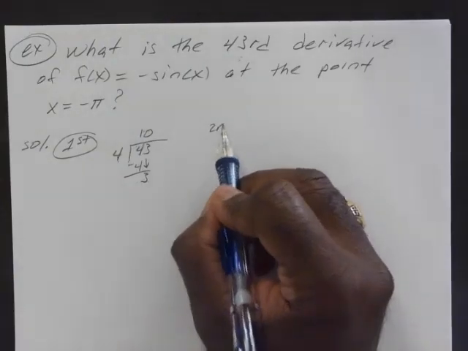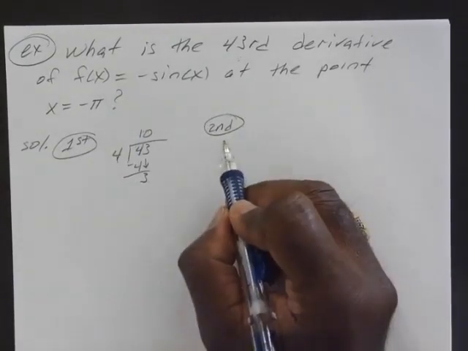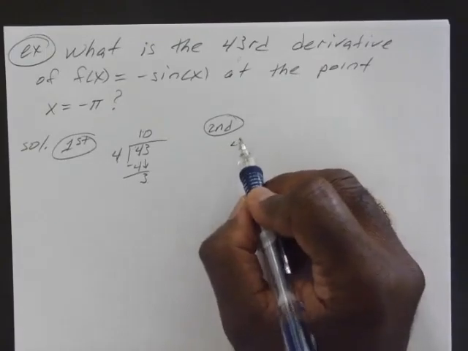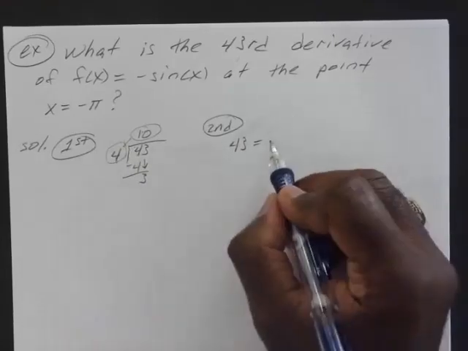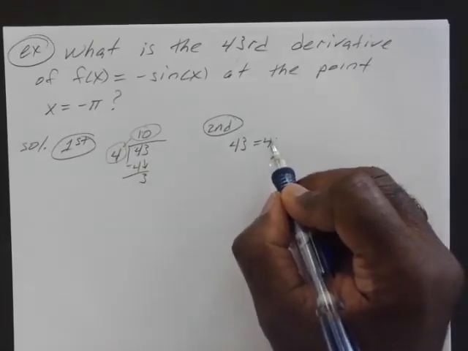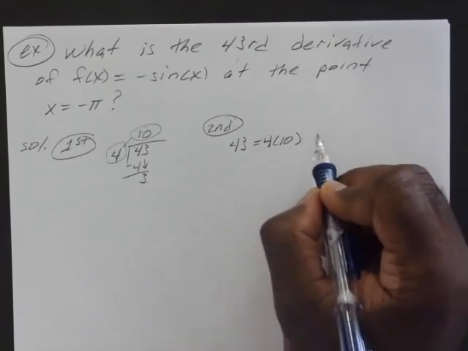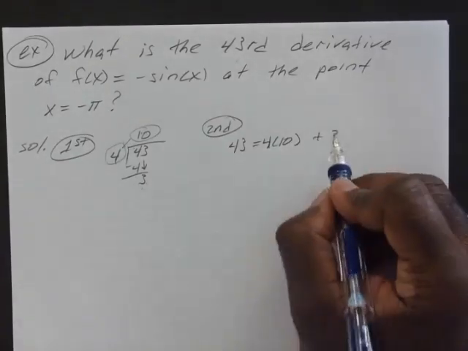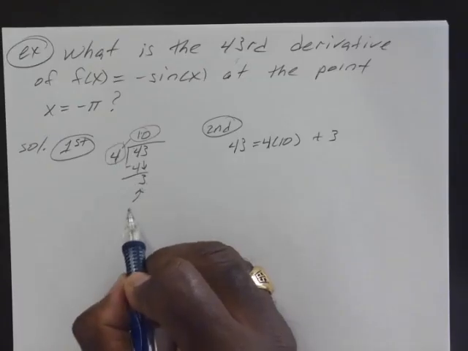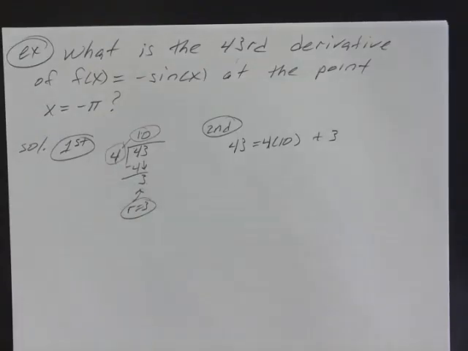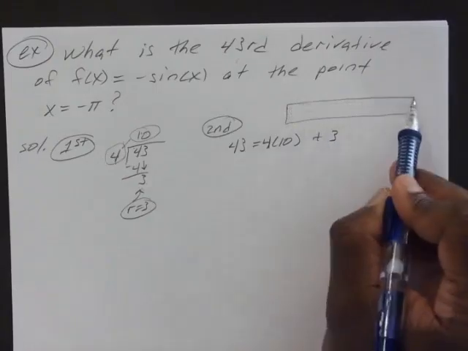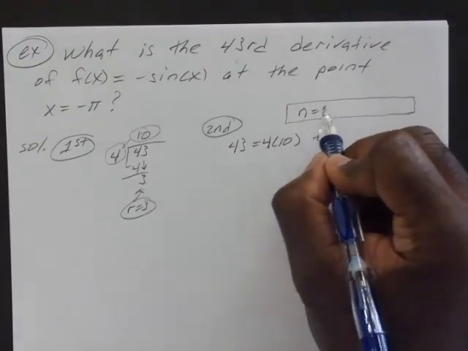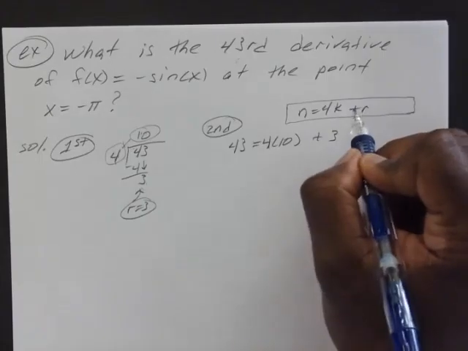Which takes us right to our second step, where we rewrite 43 as 10 times 4, or you can say 4 times 10. I'll do 4 times 10, plus your remainder of 3. And that's just in the form n is equal to 4 times k plus r.